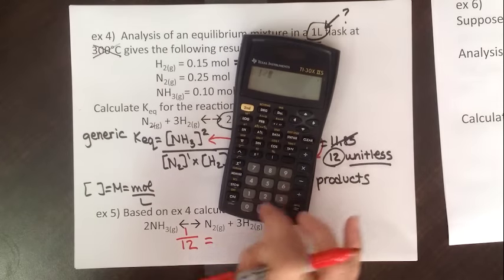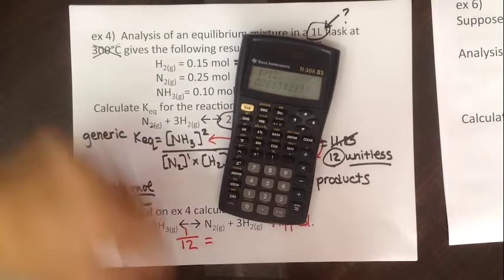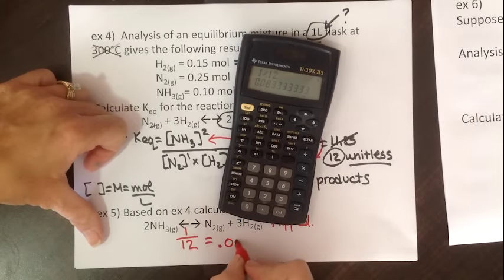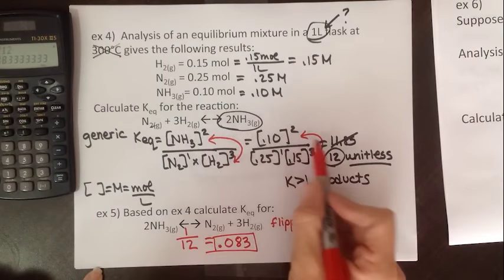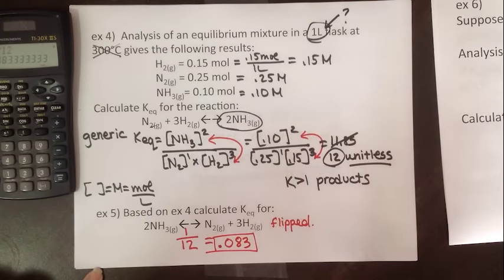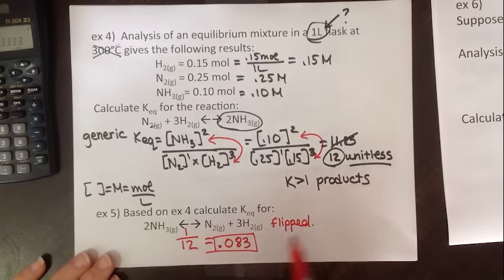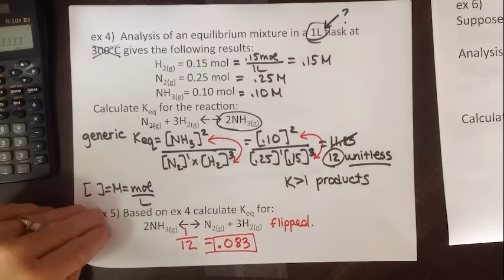And just because we like numbers, not fractions, I'm going to change that to 0.083. So really it was just a flipping. You could have calculated it out, and if you want to, go ahead. This is the more savvy way to do it.